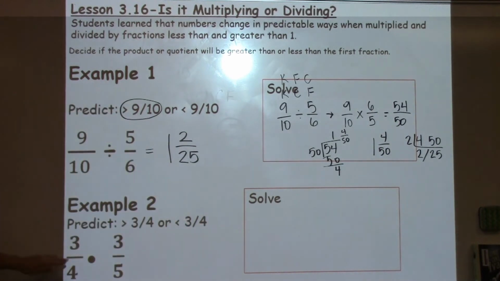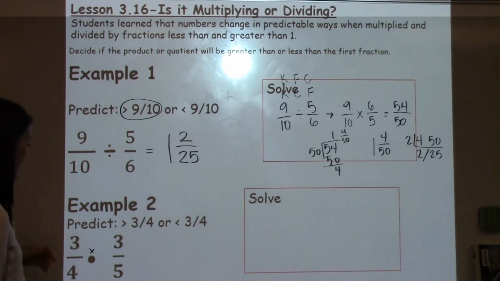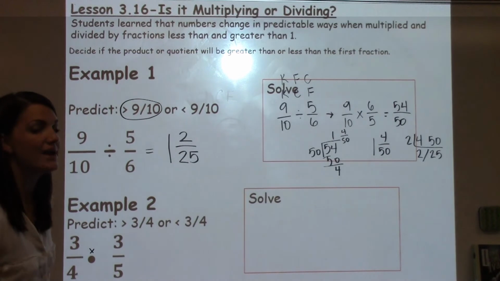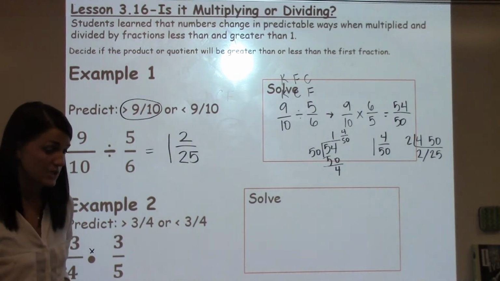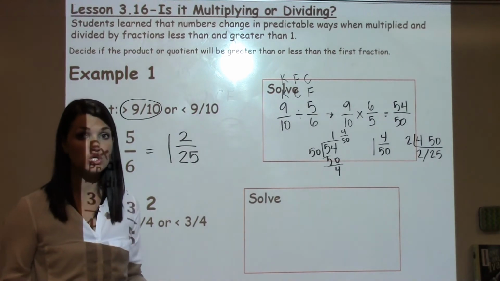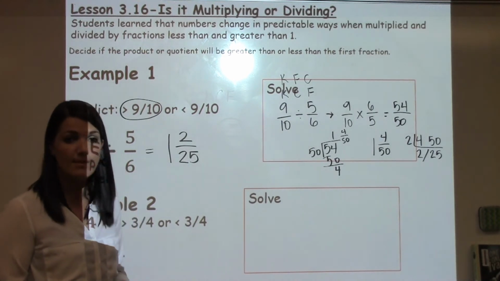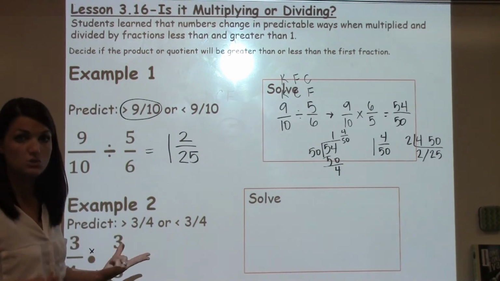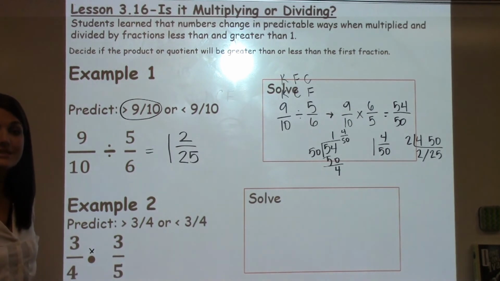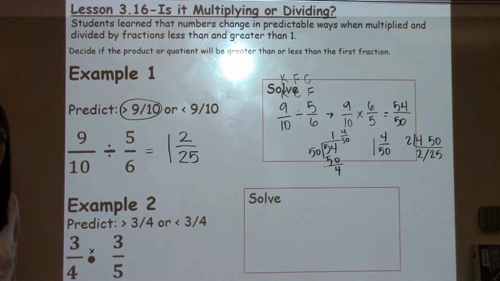In example 2, I'm working with two fractions, and I'm actually working with multiplication. Remember that a dot in math means to multiply. So for my prediction, I need to think about what I know about multiplication and what I know about multiplication of fractions. When I multiply two regular whole numbers, my answer gets bigger. Think 2 times 3 gives me 6. 6 is obviously bigger, so multiplication actually makes things larger.